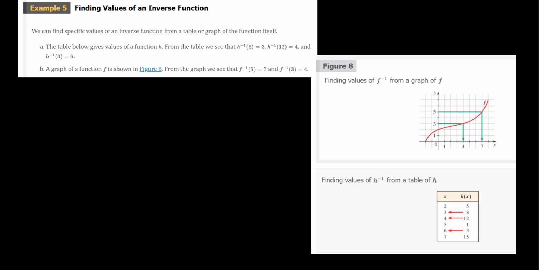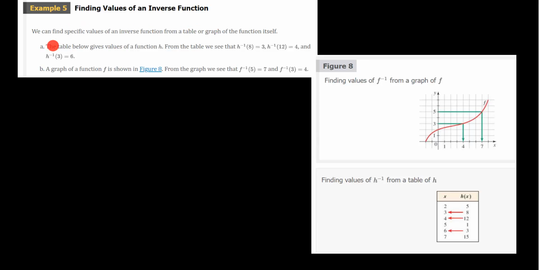Okay, so anyways, looking at finding values of inverse functions graphically. The last example was kind of algebraic, mainly to get your feet wet. But if we want to find values of inverse functions graphically, we can find specific values of inverse functions from the table or graph of a function itself.